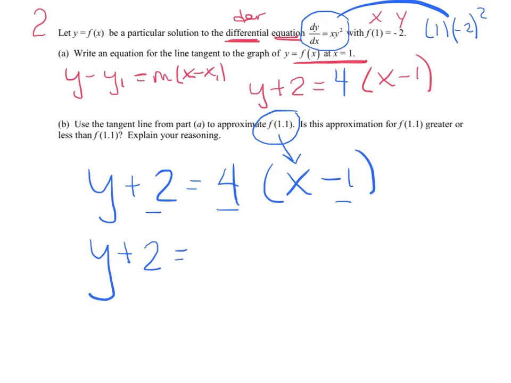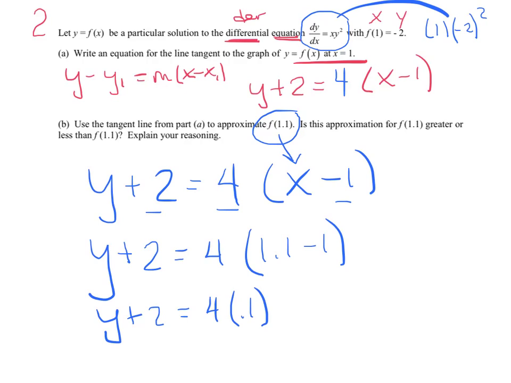So I've got y plus 2 equals 4 times 1.1 minus 1. Y plus 2 equals 4 times 0.1. Remember, just multiply those two. That makes 4 and move the decimal. That's 0.4. And I have to subtract 2. So I would say y equals negative 1.6.